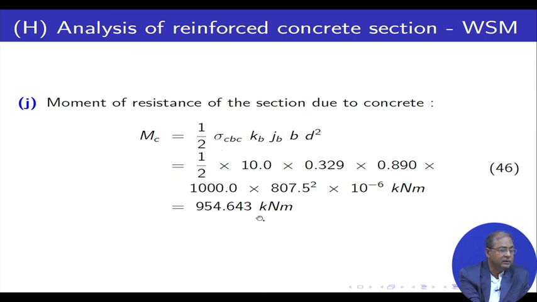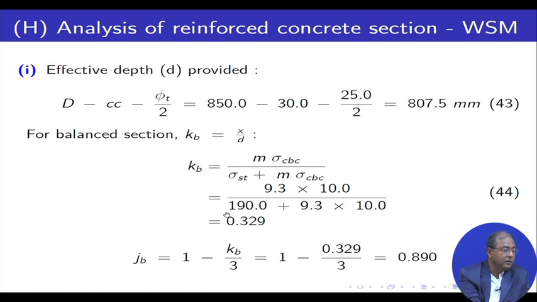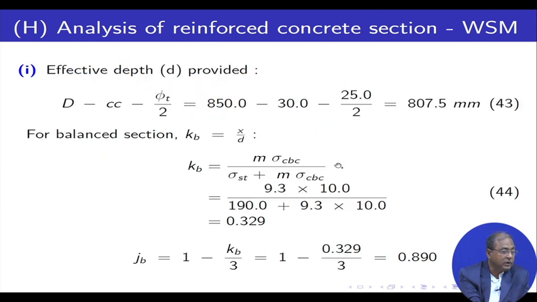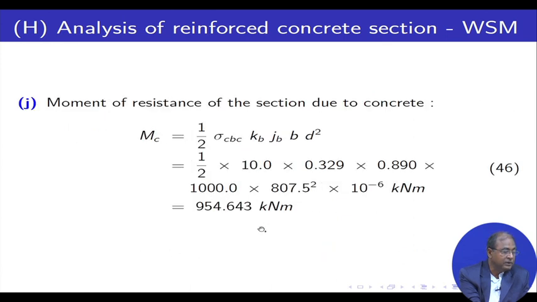So, we can get this particular bending moment, that you can find out here. So, this is the one we can find out, that 954 and requirement is 461. So, as I have told earlier also, this value is very important. This is the resistance due to concrete, and that one should be more, because we do not want that concrete will fail first. That is the thing that we do not want.